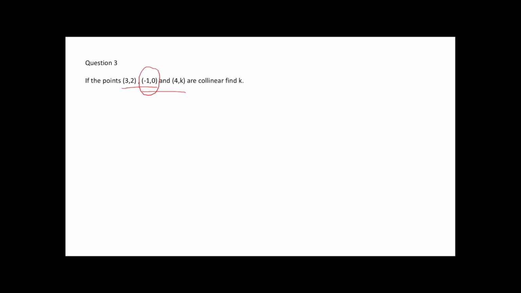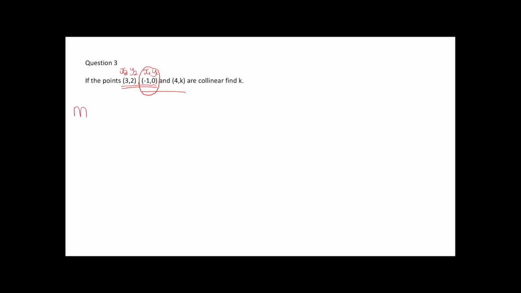So I'm going to start off by finding the gradient of my known values. I'm going to label them x and y, x and y. Remember, it doesn't matter which is coordinates 1, which is coordinates 2. I'm going to make these coordinates 2 purely because they're bigger and nicer numbers. They don't involve any negatives.